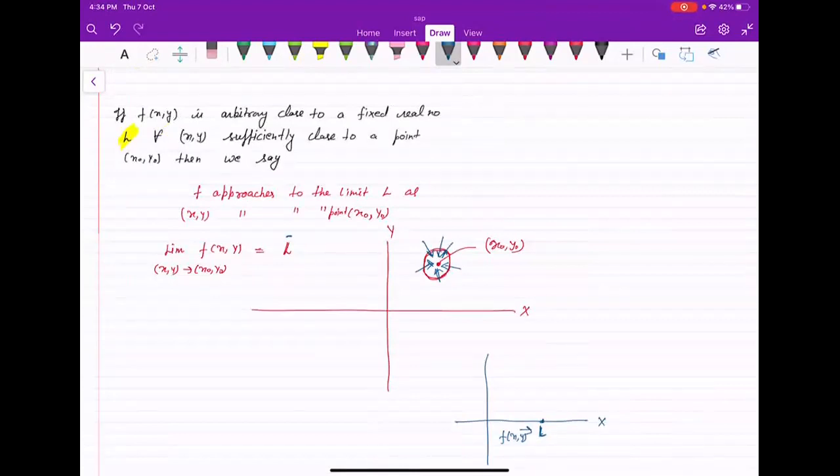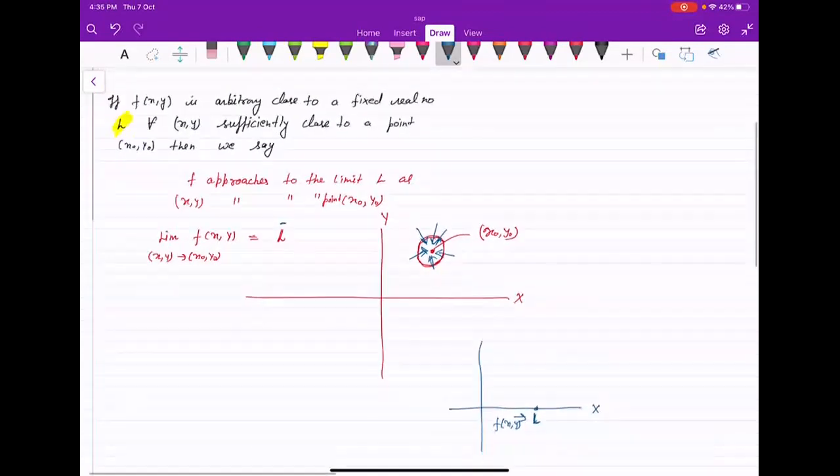If you have any doubt up to here, then ask. Otherwise, I'm moving forward. Ma'am, could you repeat that? Like you said, when (x, y) approaches (x naught, y naught), then f(x, y) will approach a real number L, and then L will become the limit. Yes. Then L is the limit of the function f(x, y) when (x, y) is approaching toward the point (x naught, y naught).